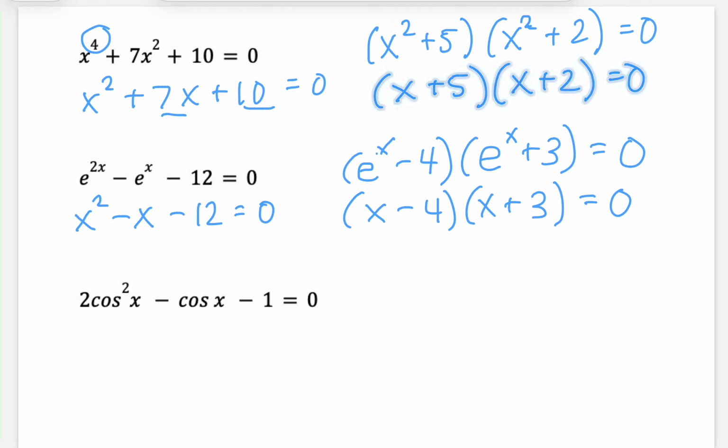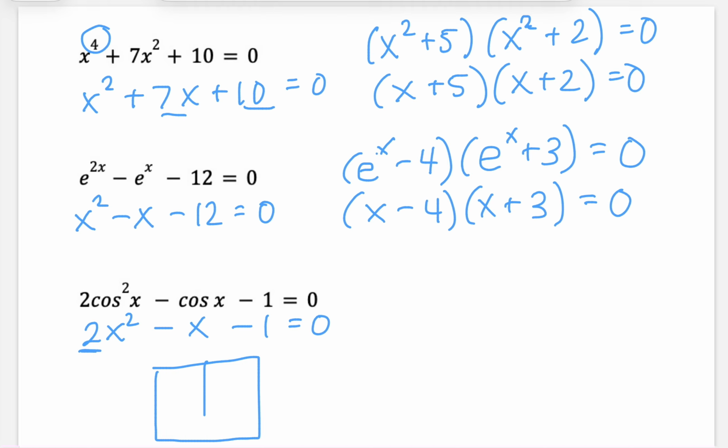So the last one, we have a trig equation. Again, we can think of this as 2x squared minus x minus 1. We're recognizing that quadratic trinomial, and this one does have a leading coefficient. So we can either directly factor it, or if we're stuck and not sure, we can make our area model.